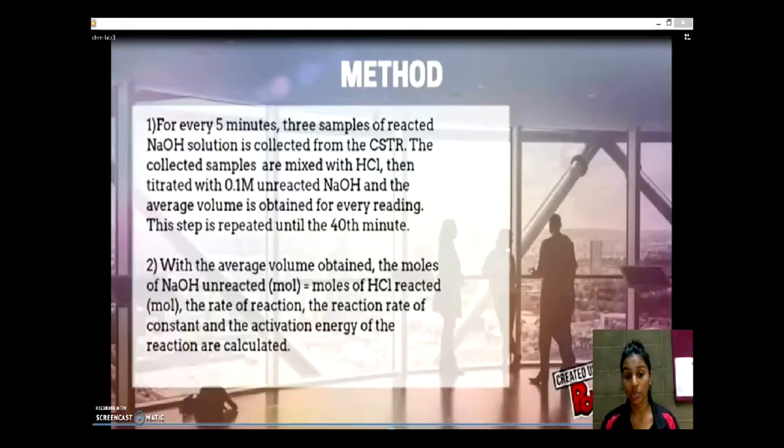With the average volume obtained, the moles of NaOH unreacted is assumed to be the moles of HCl reacted, and the rate of reaction, the reaction rate constant, and the activation energy of the reaction are calculated as per the objective of this experiment.